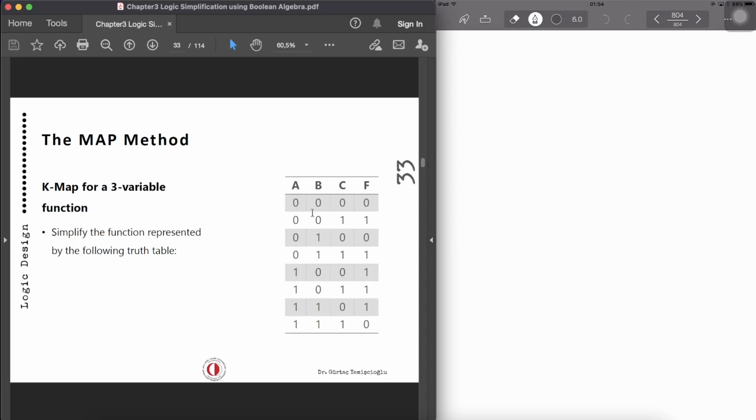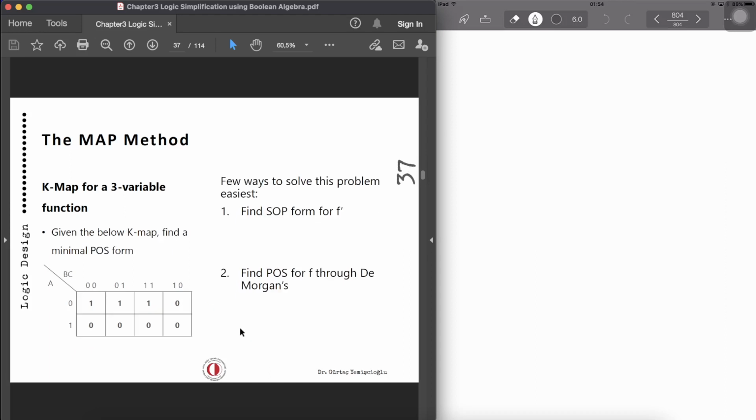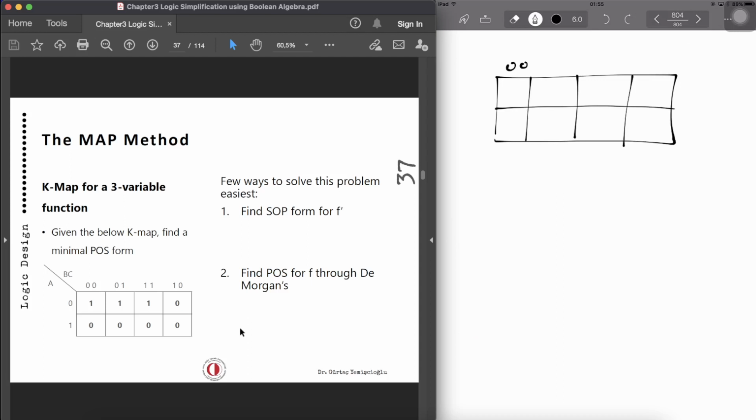Okay, so another example. Given below, K-map, find the minimal product of sum form. So rather than going for a sum of product, we'll go for product of sum. Now, how do we do product of sum? If you do remember, product of sum is representing zeros in the truth table or in the equation. So we have to look at the zeros rather than ones, max terms, not min terms at this time. This is what is asking of us.